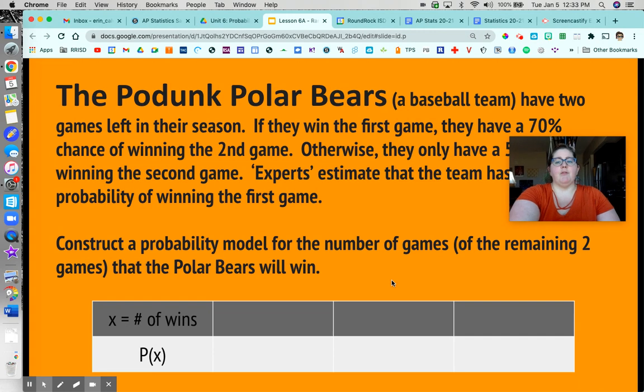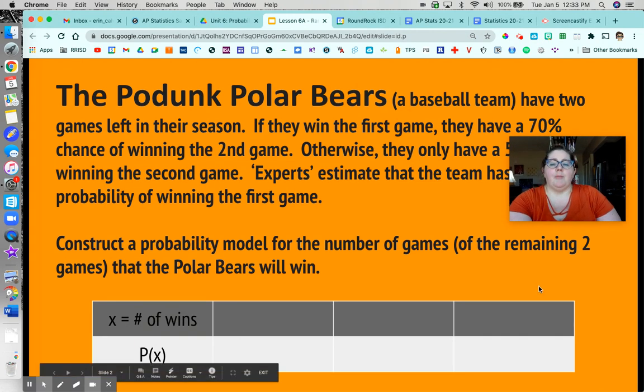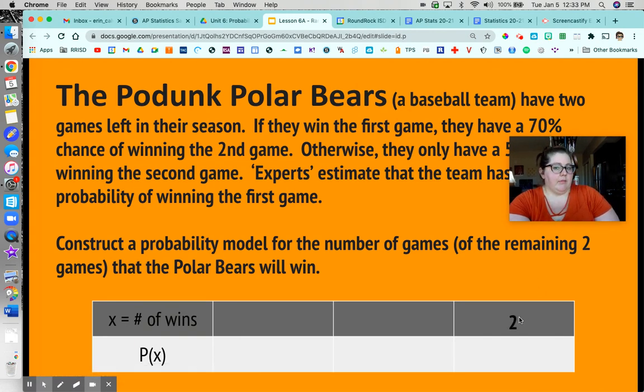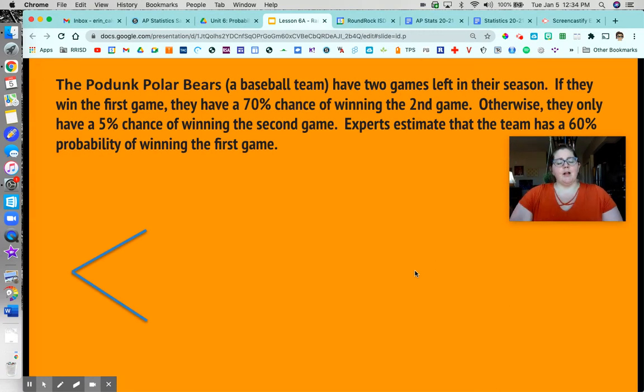So in this case, of the remaining 2 games, on the top row, they could win 2 games. They could win both. They could win 1 game, right, the first one or the second one. They could also win 0 games. So when we set up our table, we're putting the options for that numerical variable on the top row, and on the bottom row, the probability of each of those options. Now, in order to find those probabilities, we may need to set up a tree diagram to help us calculate them. So let's do that.